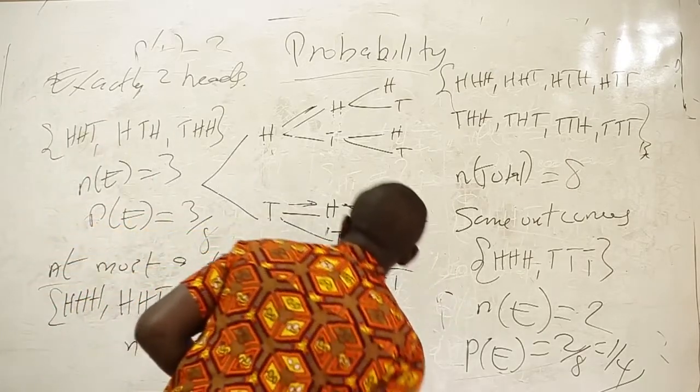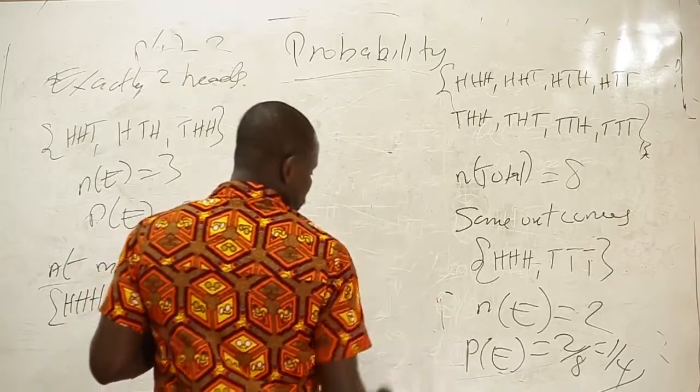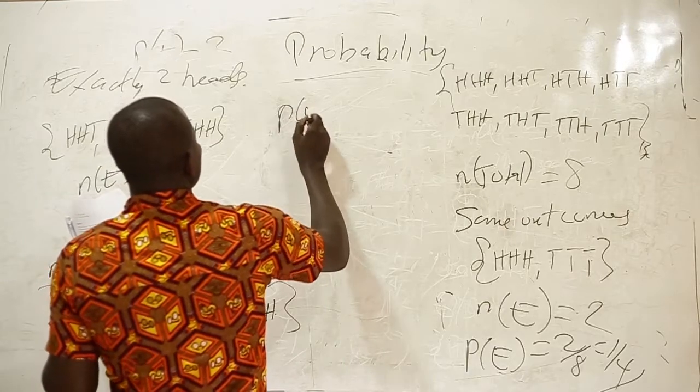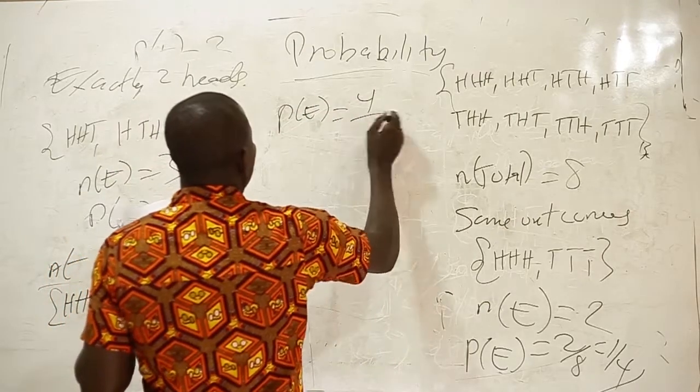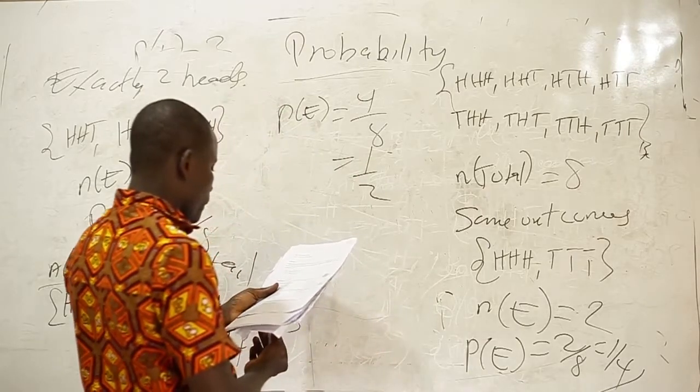So, what is the probability then? What is the probability? So, P at most a tail is working. So, P event is going to be what? 4 over 8. That is equal to 1 over 2. Is that okay?